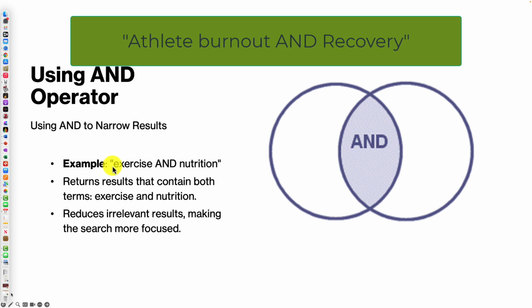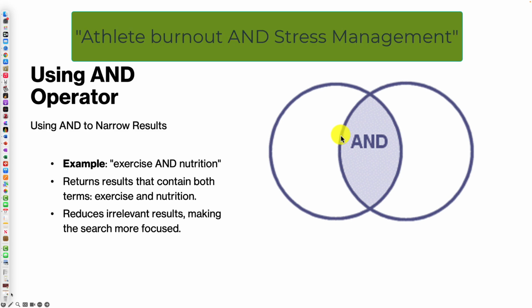So if I just did athlete burnout in parentheses, I would get a handful of papers. But if I did athlete burnout in parentheses and recovery in parentheses, that would give me specifically what I am looking for. Or let's say you wanted to do athlete burnout and stress management. Well, those are both very specific phrases. So I would have athlete burnout in parentheses, then I would use the word and, then I would put stress management in parentheses. And that would find me very specific papers.